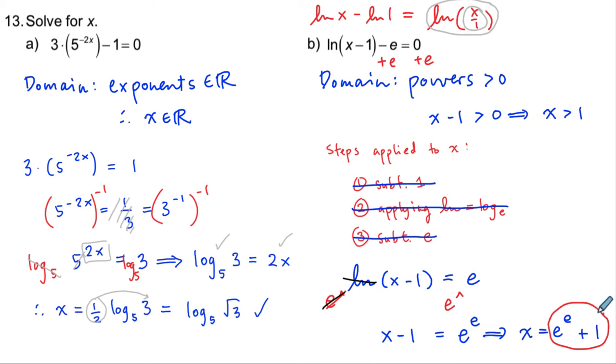Now, I want to just double check that this falls into my domain. Otherwise, we would have what is called an extraneous root. Well, we know that e is about 2.7, and we're raising that to the 2.7, so that's already bigger than 1, and then we add 1, so definitely this solution falls inside the domain.